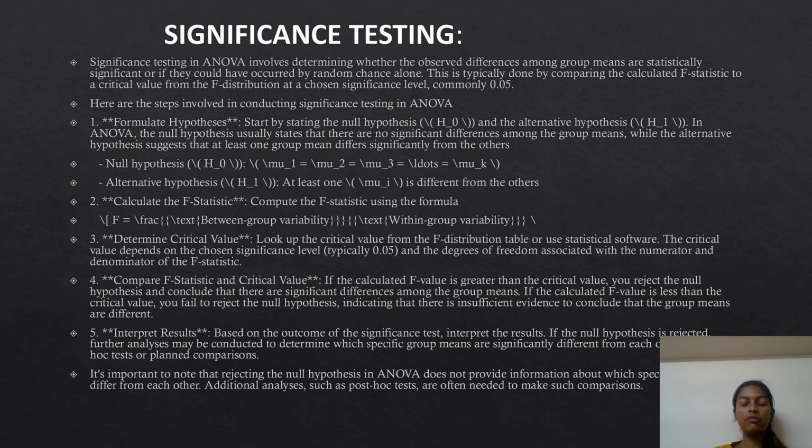For the null hypothesis, we can use the formula H0: mu1 = mu2 = mu3 = ... = mu n. The alternative hypothesis, H1: mu1 is different from the others.